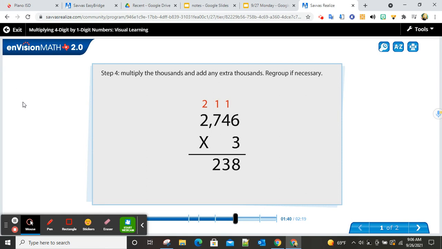Let's continue with step 4. 4. Multiply the thousands and add any extra thousands. Regroup if necessary. Let's write that in our notebook. Let's finish the video.